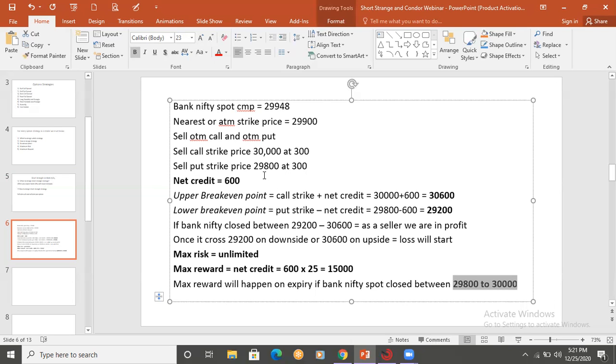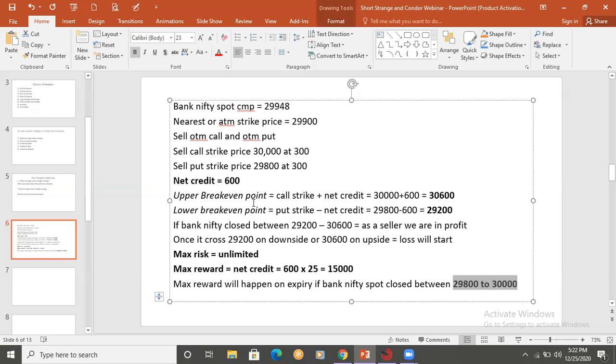If I have sold the strike 29,800 put, this means my view is Bank Nifty will close above 29,800. So I am expecting Bank Nifty to close above 29,800 but below 30,000. So if on the day of expiry Bank Nifty settles between these two values, I will earn maximum profit. As a seller, we can earn maximum profit equal to the premium received. In this example, you can see the premium received is 600 points. With lot size 25, my maximum reward can be 15,000.